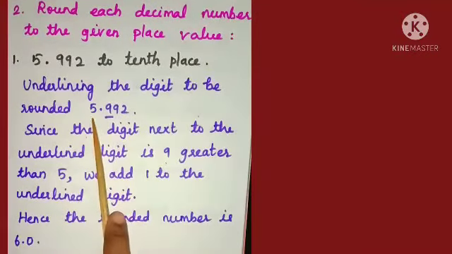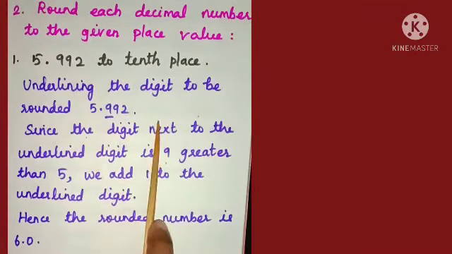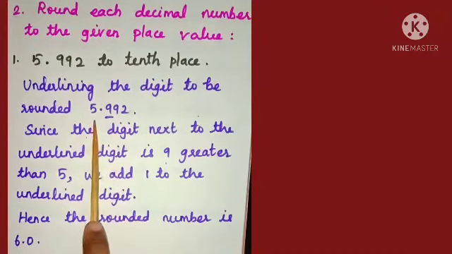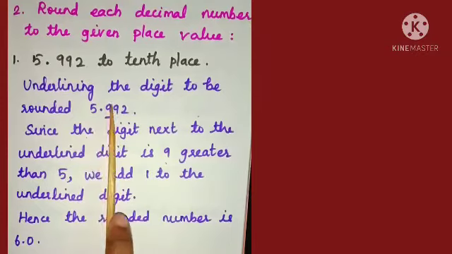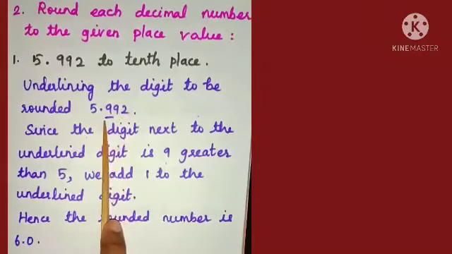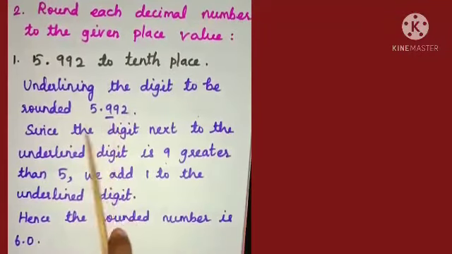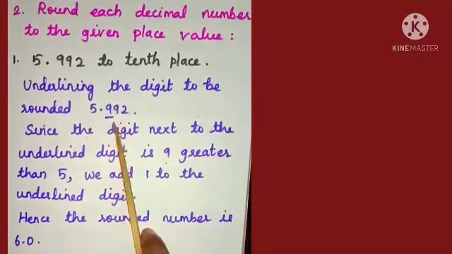Children, when we draw a number line and mark the decimal point on the number line, we observe that 5.992 is closer to 6 than 5. Okay, so the answer is 6.